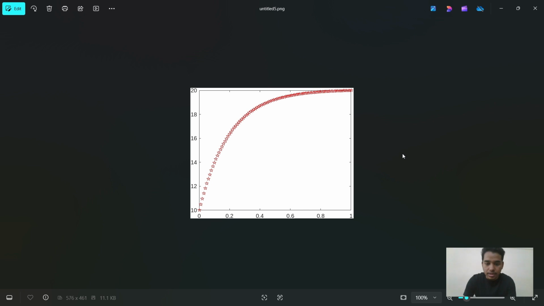As we can see, by increasing the Peclet number, the curve varies from a straight line to a curve going downwards, and for Peclet number less than 1, the curve goes upwards. Thank you.